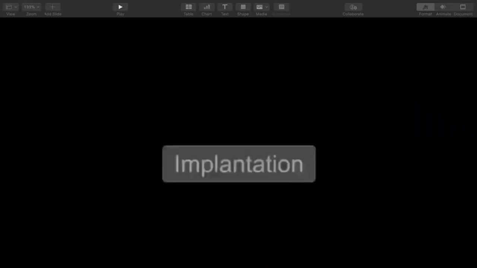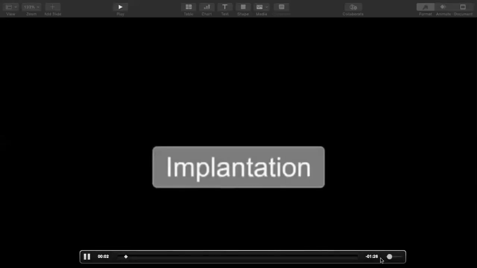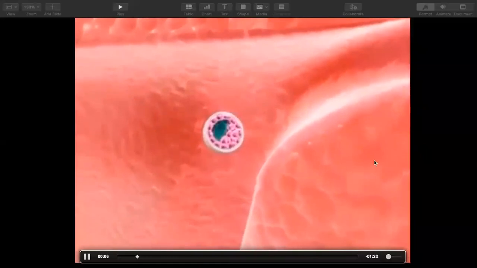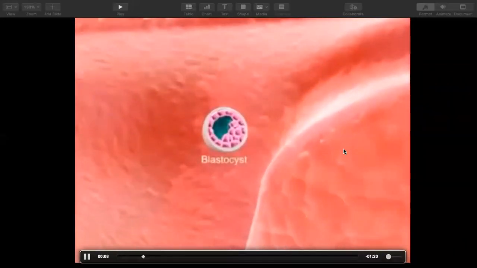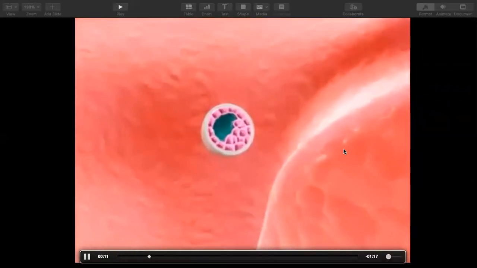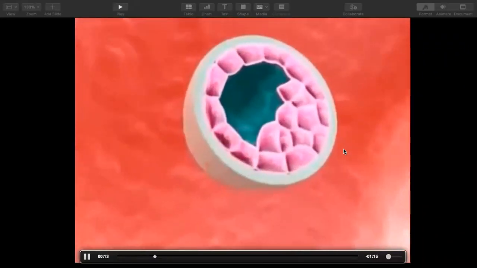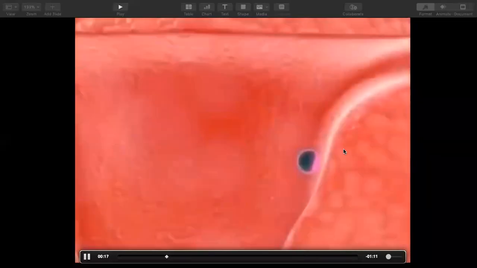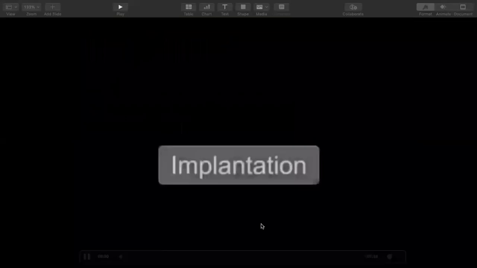Now let us see the next video, that is implantation. We don't want this music. So what is happening at implantation? First, step 1, zona pellucida hatching. Then comes the trophoblast. Now see here, oh, 1 second. Sorry.